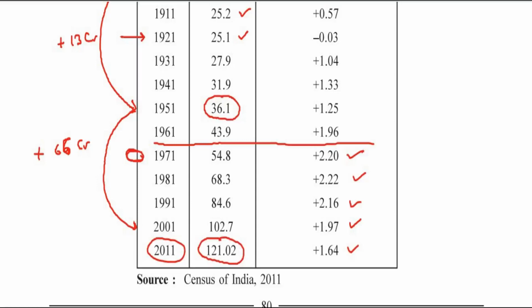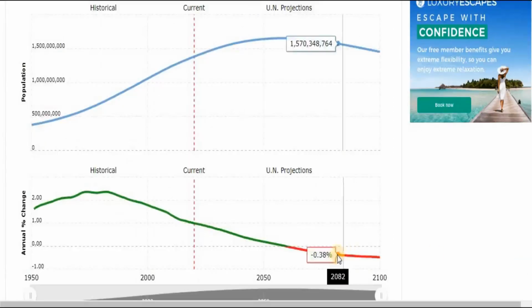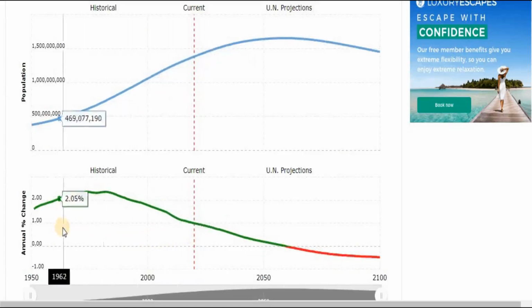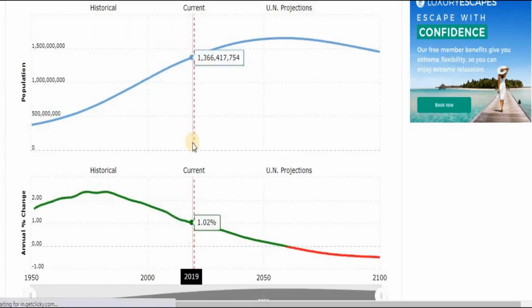So the question in your mind will be, what will be the population in 2020 or 21? Or you may ask, what may be the population forecast in 2031, 41, 51? Will it keep on increasing like this? Let's just see a little bit, I'll show you something more. Now this is an estimate. This part is the historical figure, and this is the current figure and the projections of the United Nations.